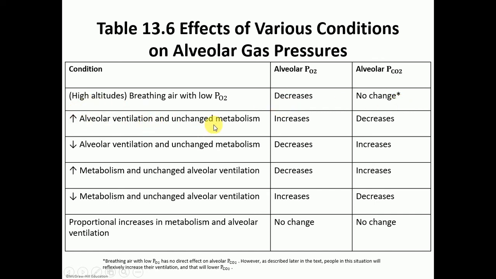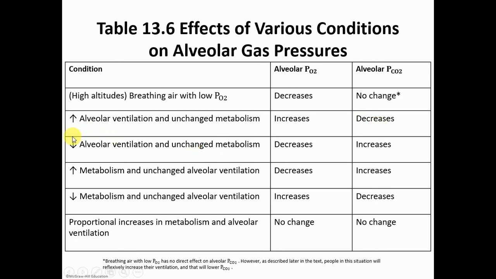Increased alveolar ventilation without any change in metabolism. So think of somebody that is having maybe a panic attack and they are hyperventilating. So that is an increase in alveolar ventilation, hyperventilation without any change in metabolism. The patient is not exercising, they are just hyperventilating without any increase of metabolism. That hyperventilation is going to lead to increased oxygen levels in the alveolus and washing away a lot of that CO2. So there's going to be a decrease in CO2 levels.